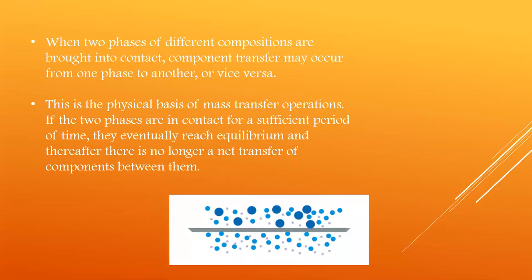Now, if the two phases wherein mass transfer is to occur are in contact for a sufficient period of time, they will eventually reach equilibrium. And thereafter, there is no longer a net rate of components or a net transfer of components between them, meaning there's no net transfer, but there is still transfer. It's just that the rates are equal.